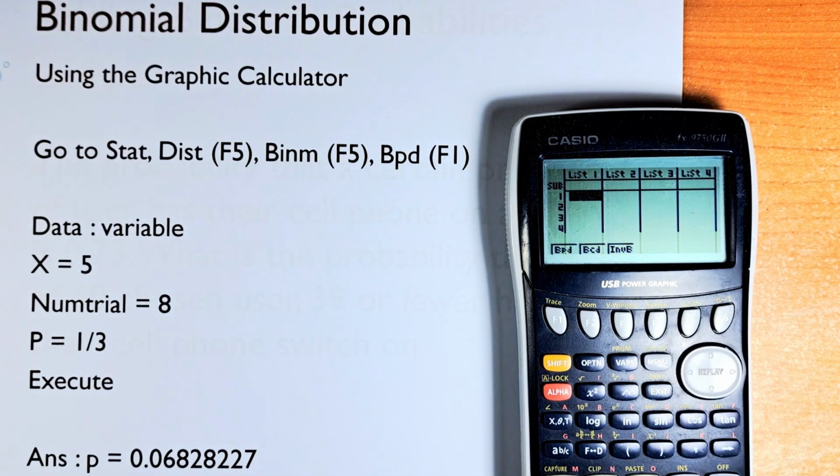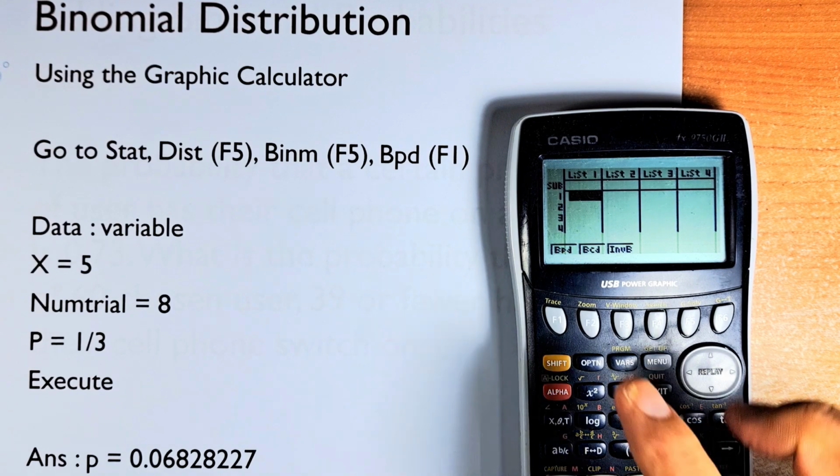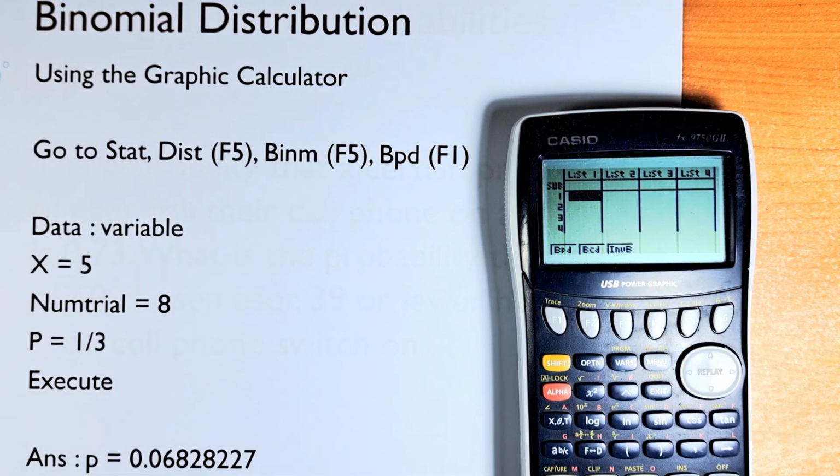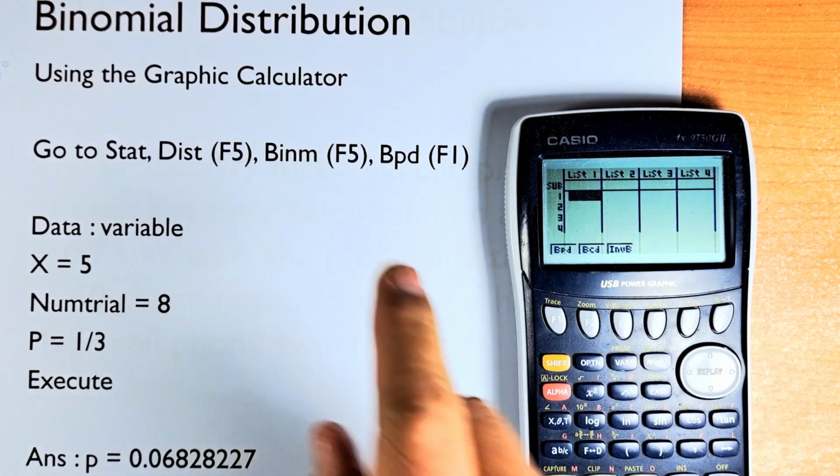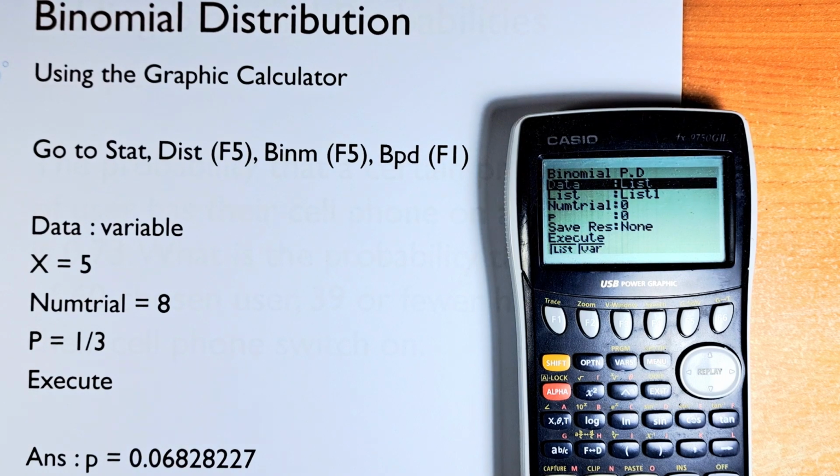There are 3 options there: BPD, BCD, and inverse binomial. In this case, because it is 5 out of 8, we have to use BPD, F1. If they say more than 5 or less than 5, that is cumulative, then you do BCD. In our case, 5 out of 8, so we press the F1 button, which is BPD. Now we need to key in the data.